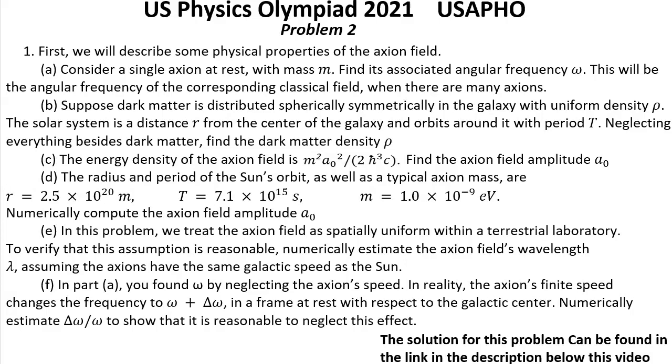F. In part A, you found omega by neglecting the axion's speed. In reality, the axion's finite speed changes the frequency to omega plus delta omega in the frame at rest with respect to the galactic center. Numerically estimate delta omega over omega to show that it is reasonable to neglect this effect.